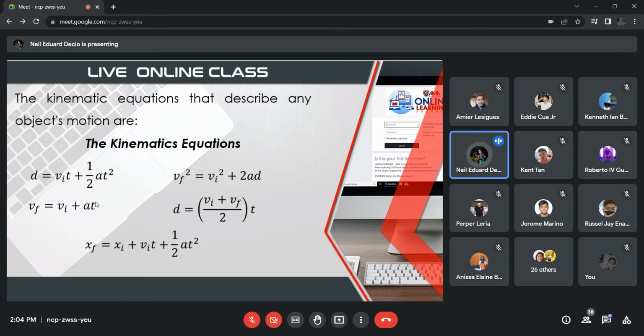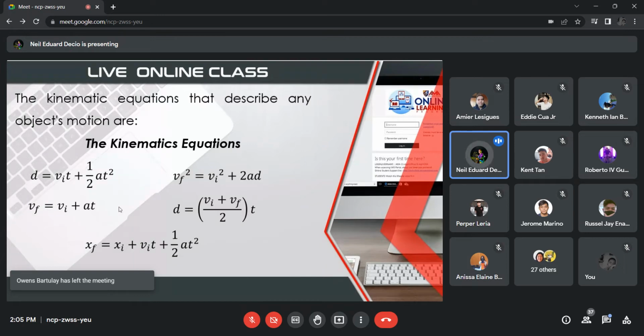Okay, so the kinematic equations that describe any objects of motions are the following. So we have here five equations that we must be aware of, no? So we have here the D, which stands for distance. So D is equal to V sub I times T plus 1/2 A, 1/2 acceleration times time squared. And then we also have VF, or V sub F, or the final velocity is equal to initial velocity, VI, plus acceleration times time. Then we also have the V sub F squared is equal to V sub I squared, plus 2 times acceleration times the displacement.